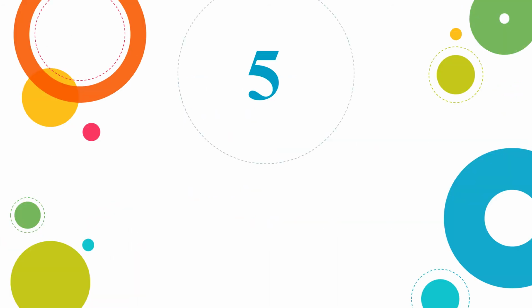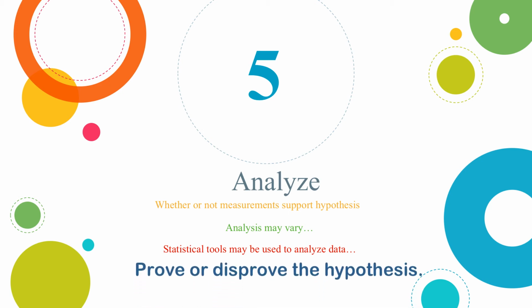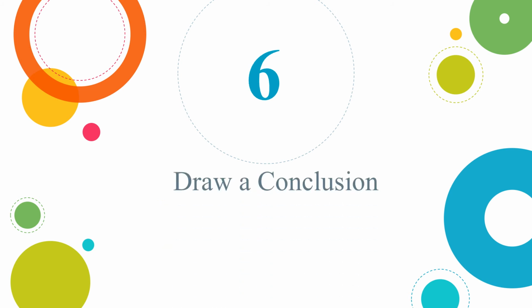Once your experiment is complete, the next step would be to collect your measurements and analyze whether or not they support your hypotheses. The amount of analysis required to come to a satisfactory conclusion can vary tremendously. Sometimes sophisticated statistical tools have to be used to analyze data. Either way, the ultimate goal is to prove or disprove the hypotheses, and in doing so, answer the original question. The end of this process would be to draw a conclusion, a statement of whether the original hypothesis was supported or refuted by the observations gathered.